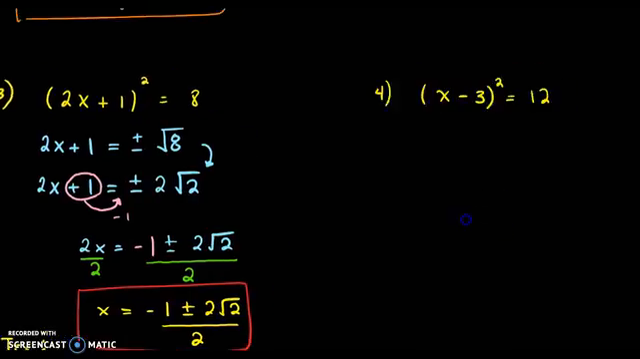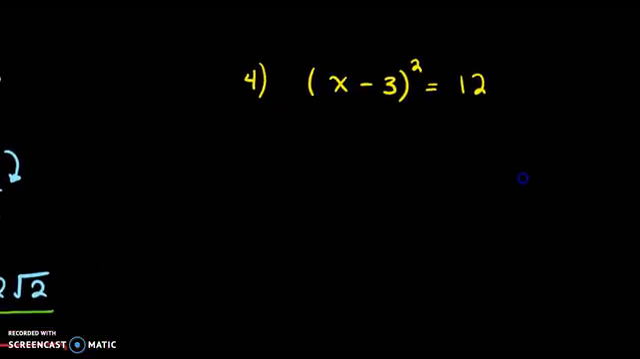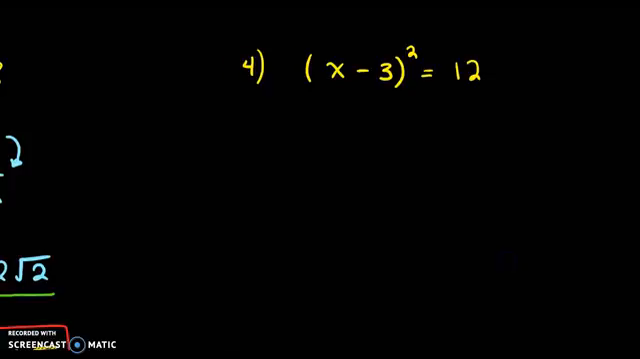Alright, so let's look at our last example here. Let me zoom in a little bit. Here we have x minus 3 squared is equal to 12. So something squared is equal to 12. Now our something here is the x minus 3. So that means that x minus 3 must equal plus or minus the square root of 12.